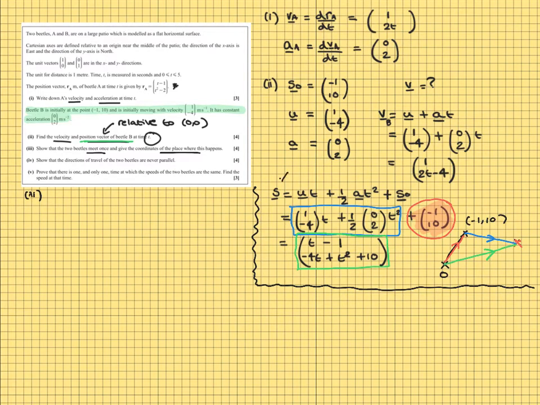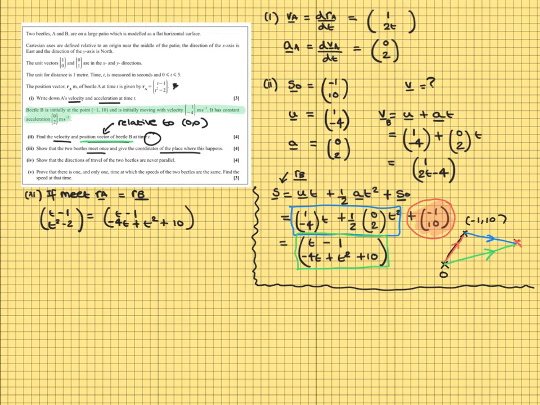So we've identified here this is the position of Beetle B. So if they meet, we know that RA must equal RB. They must be at the same position at the same time. So let's equate RA and RB. So that's t minus 1, t squared minus 2 for RA, which has got to equal t minus 1, negative 4t plus t squared plus 10.